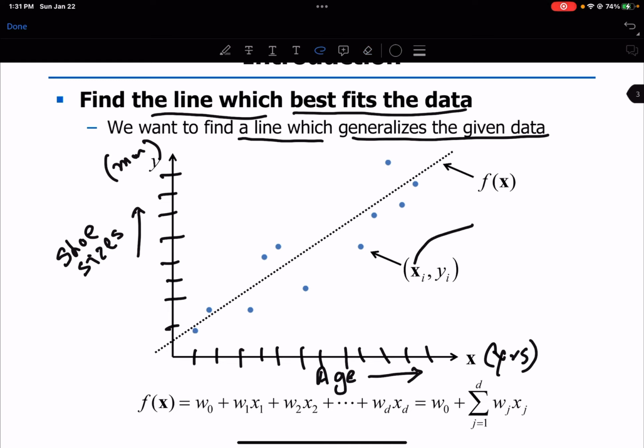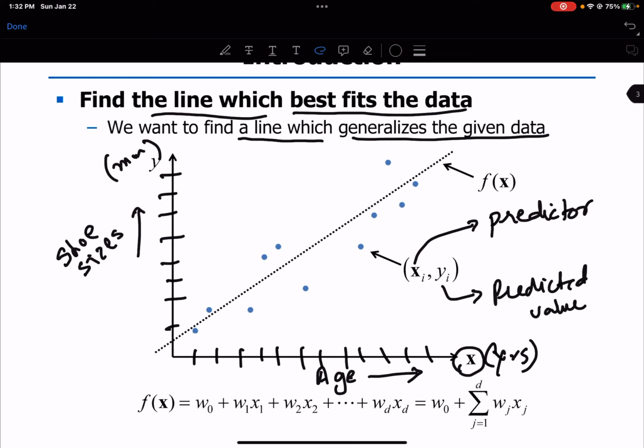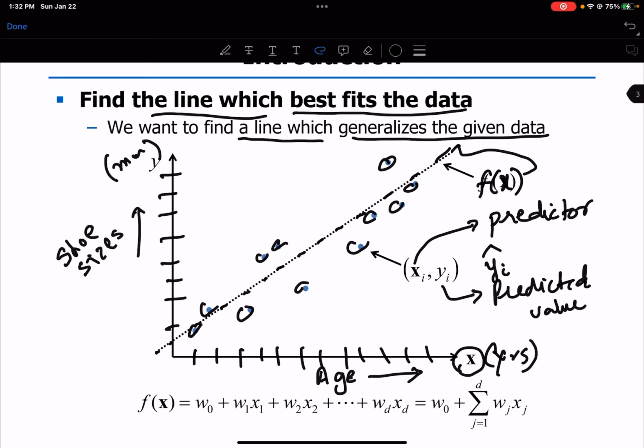In this, xi, because we have only one variable on the x-axis, it is univariate, so x is your predictor variable and y is your predicted value. You can also represent it with y hat. And we used all the data points in the data to determine this black dotted line, which is your function f of x. And this function generalizes the trend in your data.